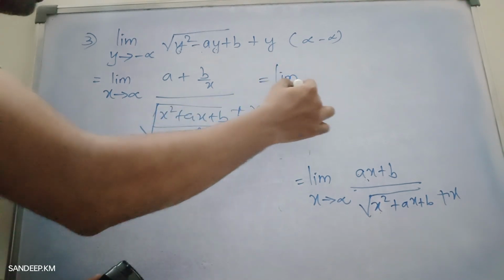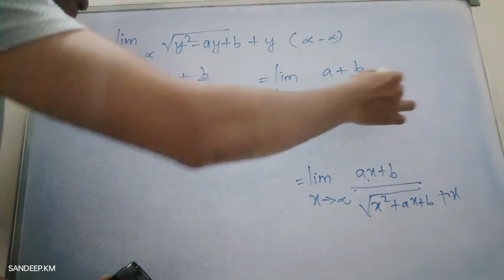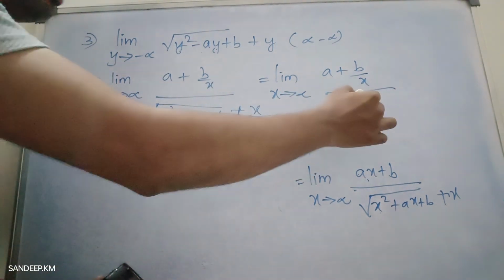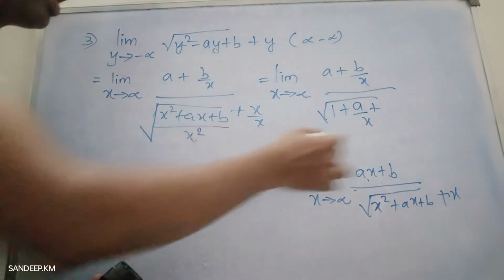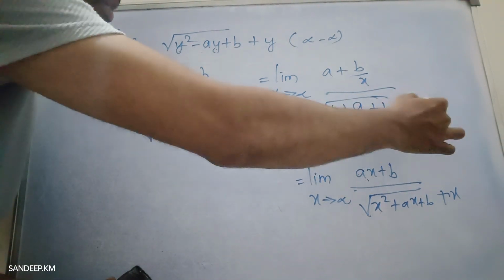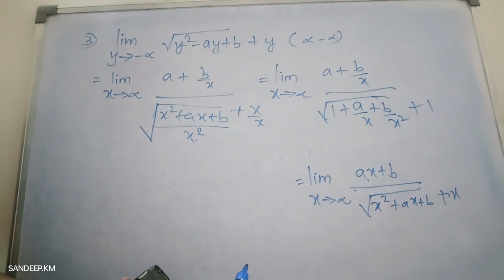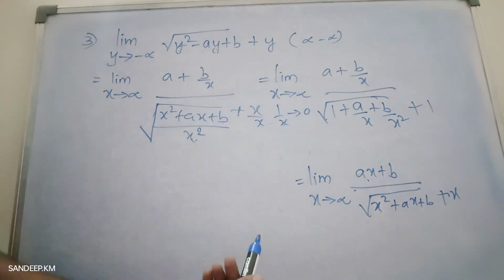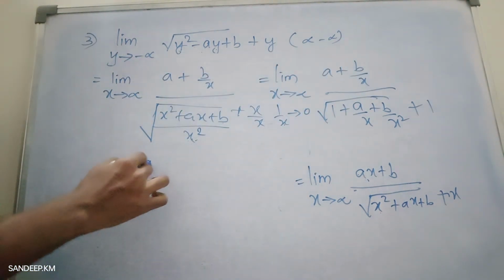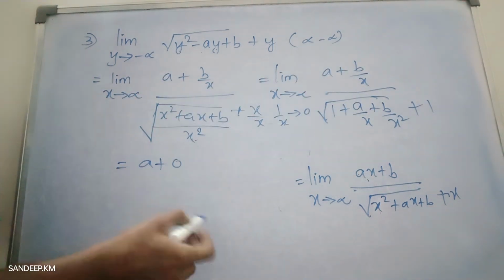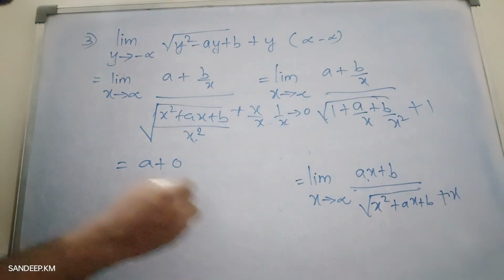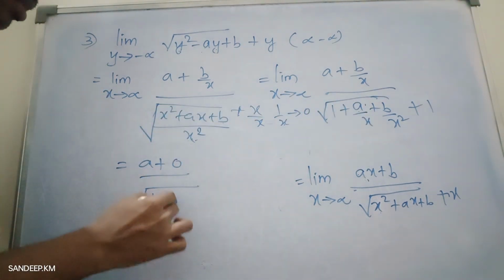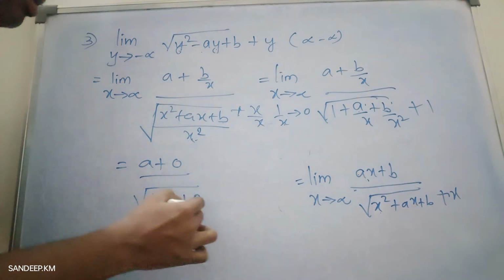So limit x approaches infinity, a plus b by x whole divided by under root x square by x square is 1 plus ax by x square is a by x plus b by x square as it is plus x by x is 1. Now as we know, when x is approaching infinity, 1 by x is approaching 0 and 1 by x square is also approaching 0. You can substitute that. So what is our answer? a plus b by x is 0 because b into 1 by x, now 1 by x is 0, divided by under root 1 plus again a into 1 by x which is 0 plus b into 1 by x square which is 0 plus 1.